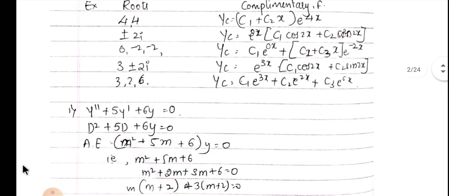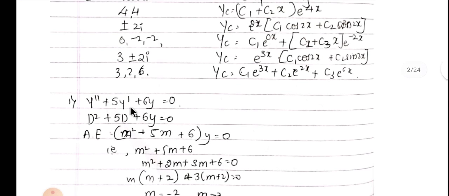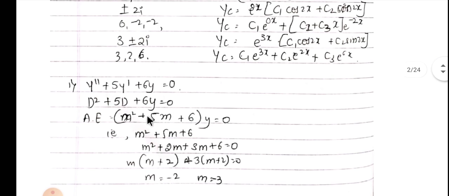Now we'll solve the examples. The first example, y double dash plus 5y dash plus 6y, which is equal to 0. This I will write as D square, double dash means it's a second degree equation, therefore (D square plus 5D plus 6) y, which is equal to 0. Then the auxiliary equation, D is replaced by small m, therefore (m square plus 5m plus 6) of y, which is equal to 0. That is m square plus 5m plus 6, which is equal to 0.